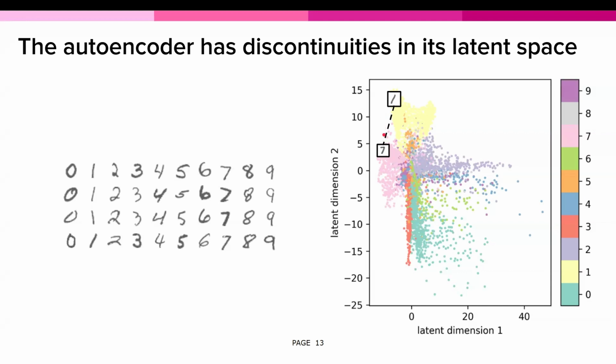The decoder was never optimized for this part of the latent space. It never saw something like this during training. And so it doesn't know how to handle a point in that space. And so what this means is that while an autoencoder is great for reconstructing or compressing existing data, it's not so great for generating new realistic samples or exploring the underlying distribution of the data set.